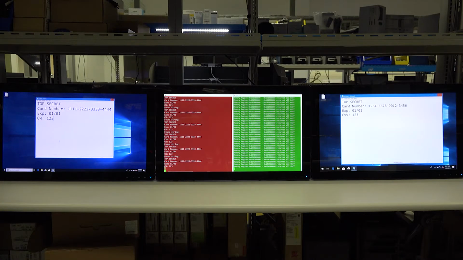As you can see, the out-of-the-box security capabilities of Intel Hardware Shield help reduce the attack surface of the BIOS and protect PCs from new and evolving threats.